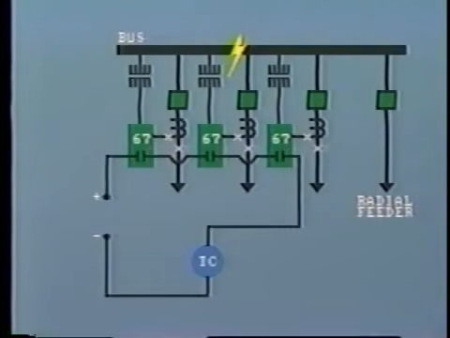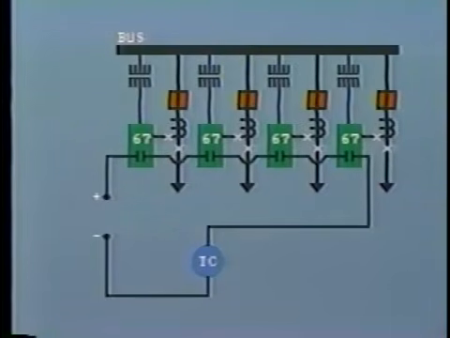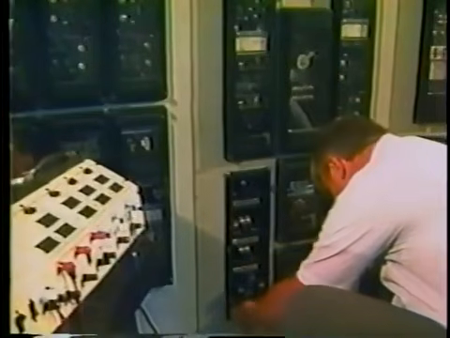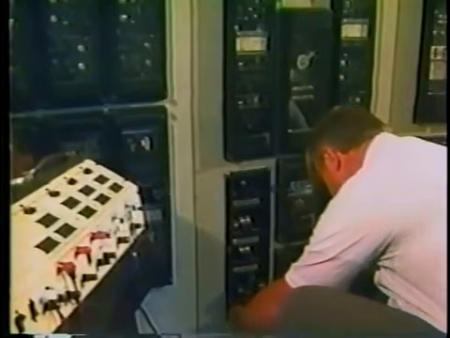Where radial feeders are connected, there would be no reverse current into the bus, and therefore these are not included in the scheme. Although this protection scheme appears to be very simple, it has some disadvantages. First, because there are many contacts wired in series, the protection scheme could fail to operate due to one faulty pair of contacts. So careful maintenance is necessary with this system.